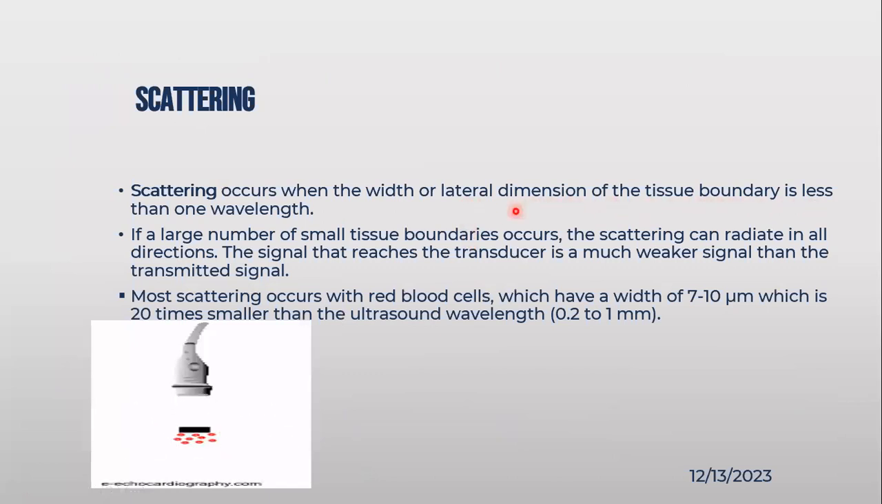Scattering occurs when the width of the tissue boundary is less than one wavelength. So see here, you have, like, an RBC. The distance between them is around 7 to 10 micrometers, and the wavelength of this sound is between 0.2 and 1 millimeter.